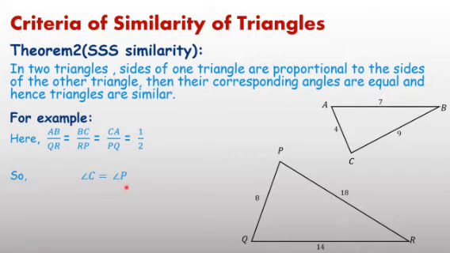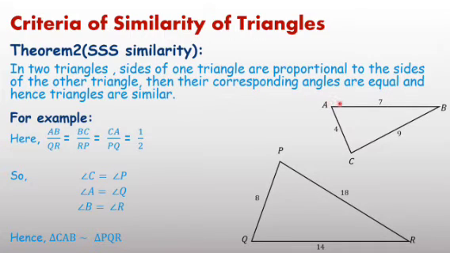And if triangles are similar, it means corresponding angles are also equal. Now corresponding angles you can easily confirm here. Angle C equal to angle P, A equal to Q, and B equal to R. Now, the method by which you can search which angles are corresponding angles: AB upon QR it is.